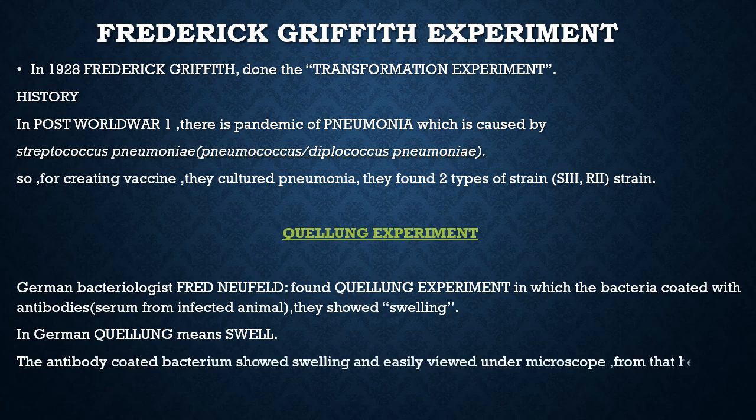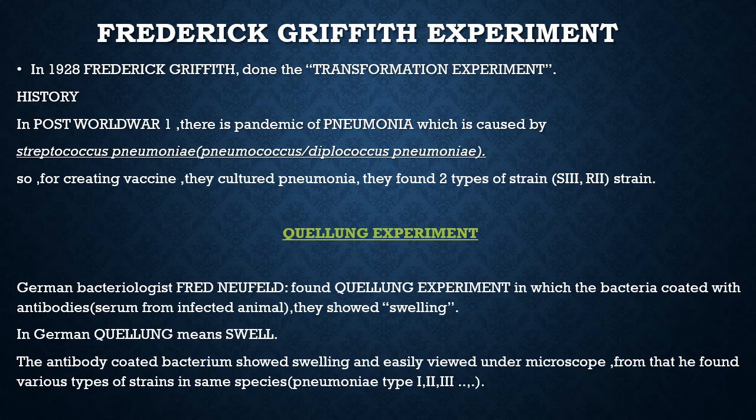From that he found there are various types of strains in the same species. He found that in pneumonia there are three types, type 1, type 2 and type 3. After Fred Neufeld, many scientists discovered many strains in the same species. Nearly 30 plus strains were found. Now we can see about the S3 and R2 strains.